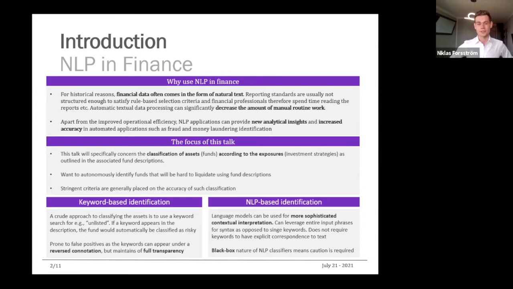For obvious reasons, that's not the best approach, because if you simply look for the word unlisted, a fund description that says this fund is not allowed to invest in unlisted companies would still be picked up by the classification. So it's far from an optimal solution, but it's somewhat widely used, I would still say, because it provides a lot of transparency. So stakeholders can get comfortable with knowing that this rule-based procedure will produce results according to what we would expect.